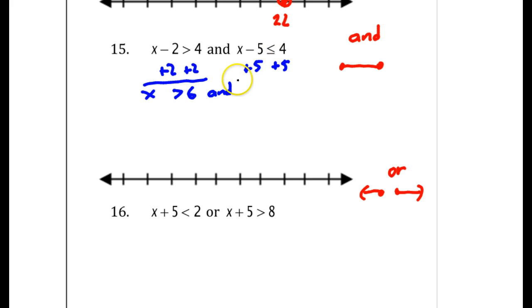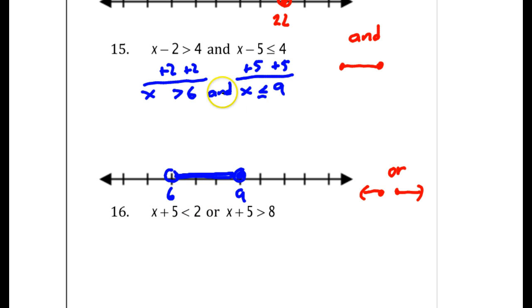Okay, and we want all the values that are less than or equal to 9. So all numbers bigger than 6 and less than or equal to 9. Okay, so I can say this is, let's see, 6, 7, 8, this would be 9. And to be bigger than 6 but less than 9, that's everything in between. There we go. Everything between 6 and 9. Of course, this is equal to, right? Less than or equal to.